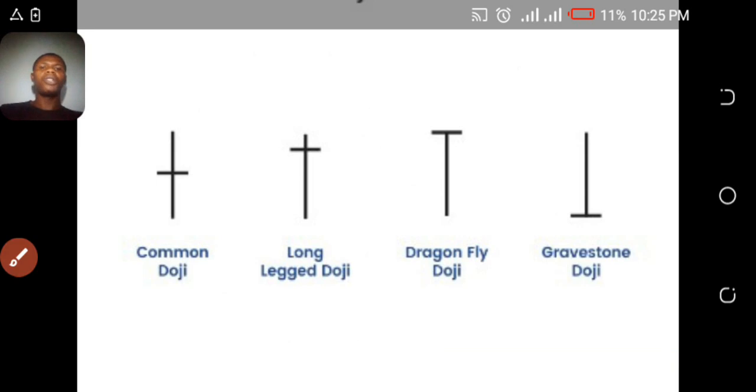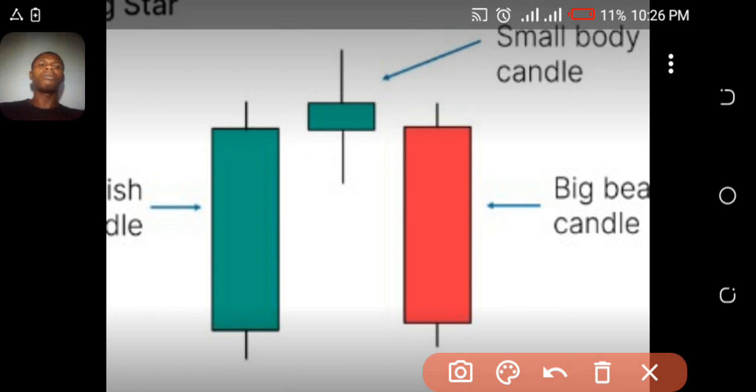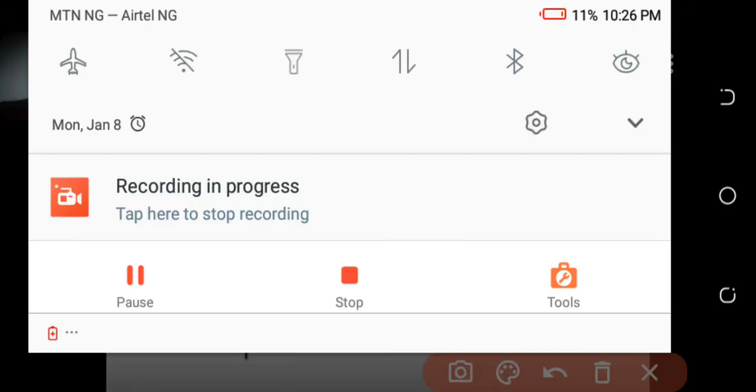Okay, in case you see this kind of stuff here, let's say an indecision candle, something like this, it's still the same thing. There is no difference. Okay, so let's get into the chart and let me show you guys.